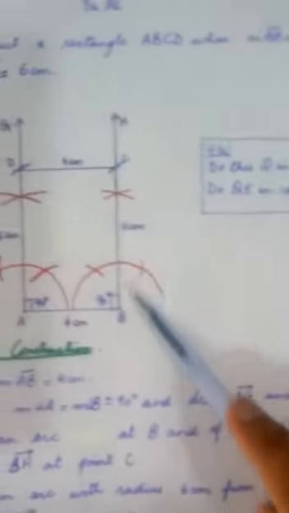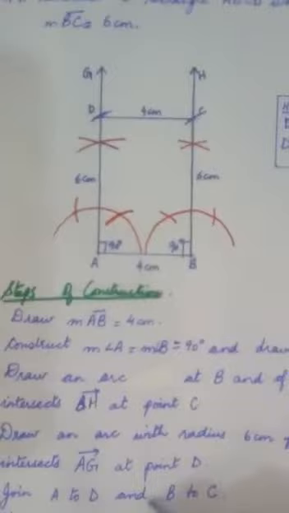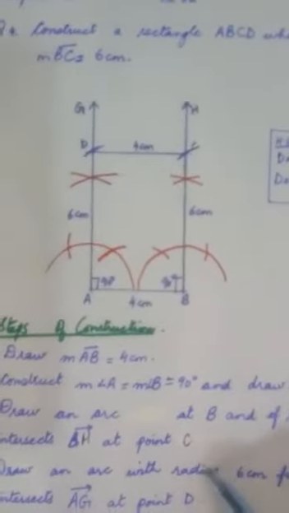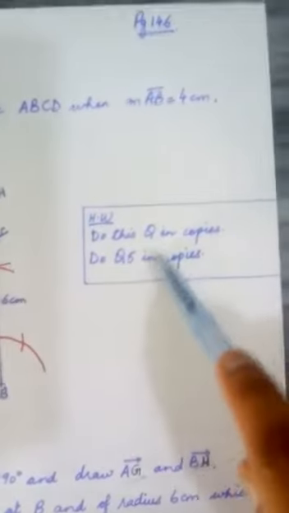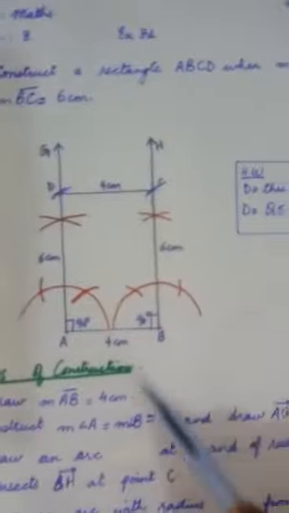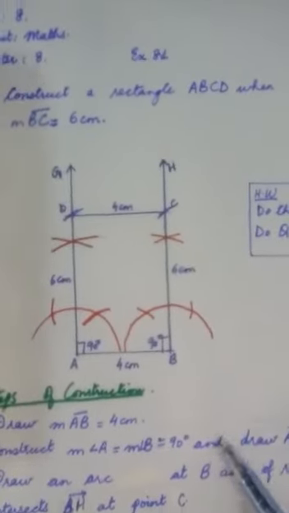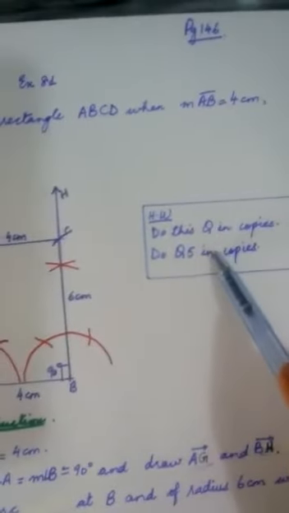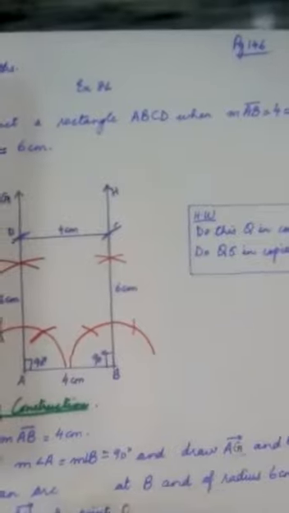So after doing the construction, writing the steps of construction, you have to do this in your copies. As it is explained in this question, you have to do question number 5 also in your copies. The method and the construction is the same as it is described here. So do question number 5 also in your copy with this question as well. Thank you.